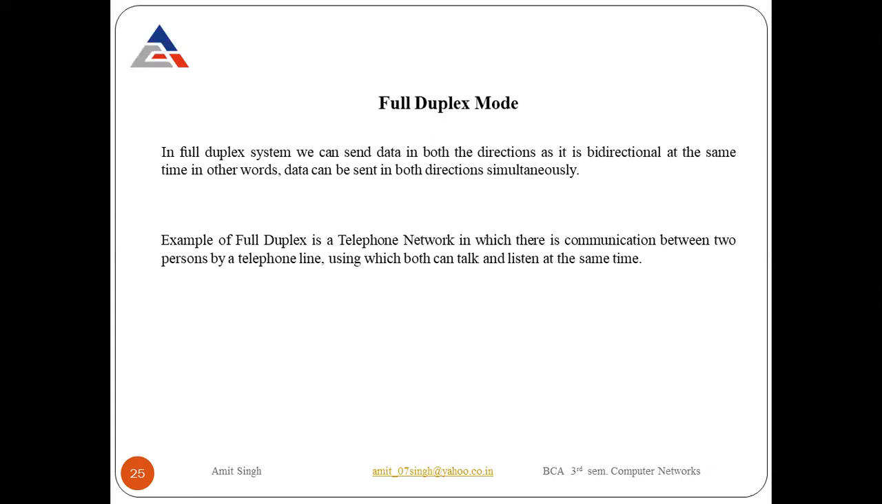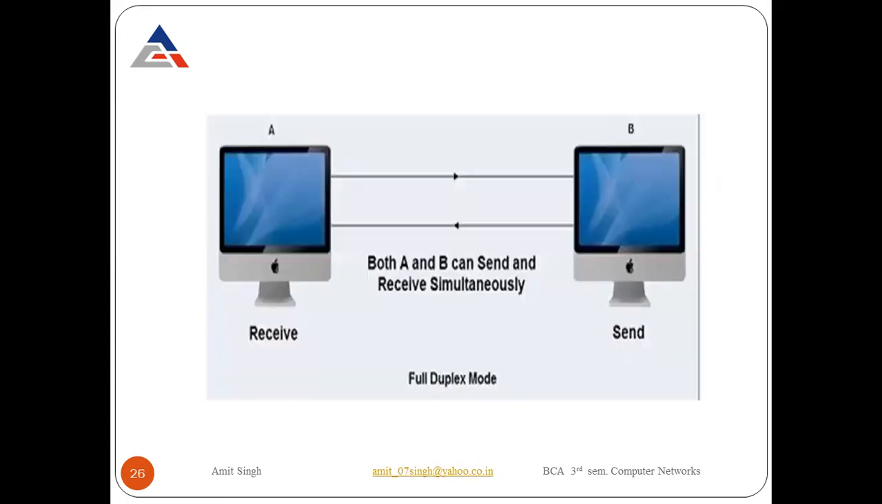Now, the best and simplest example is cell phones. You can talk on a cell phone at the same time. Whenever your friend is talking, you can start talking along with your friend. What it means, at the same time, whenever you are a receiver, you become a sender. Whenever you are a sender, at the same time you become a receiver. This can happen in the case of full duplex.